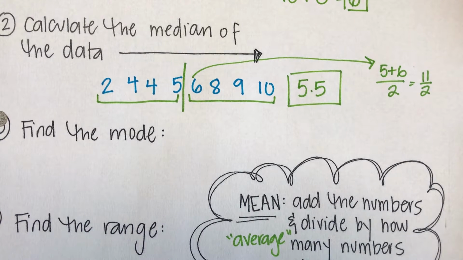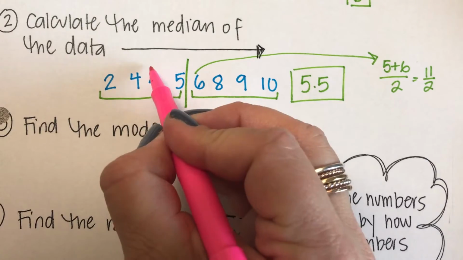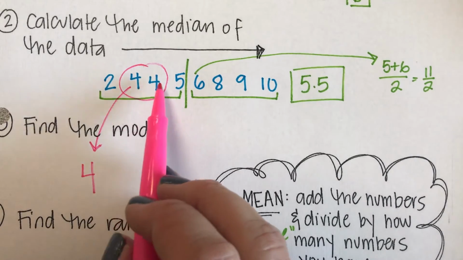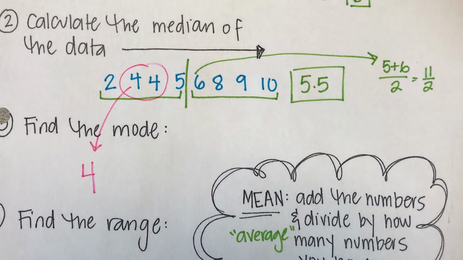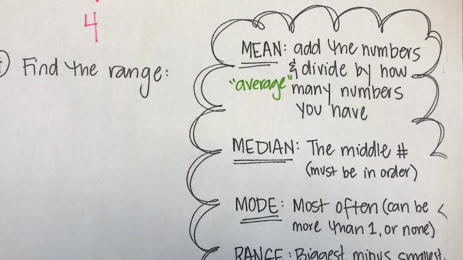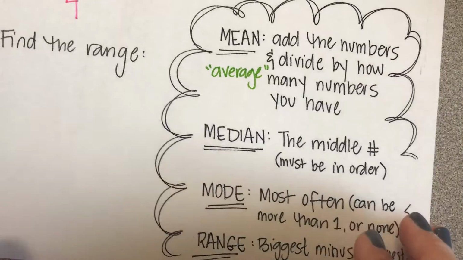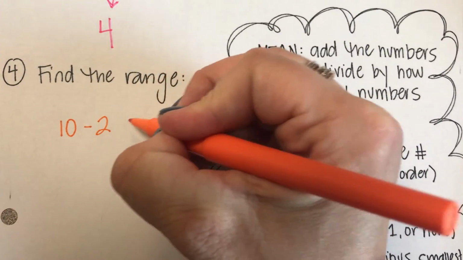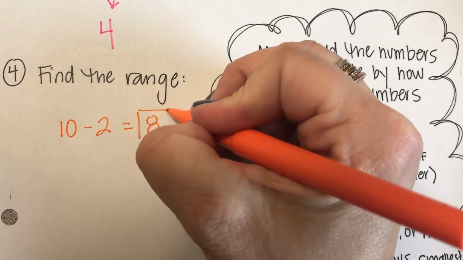Okay, next, the mode is the number or data item that occurs the most often. You can have more than one mode or you can have no mode. But in this example, 4 would be the mode because there are 2 number 4s, and that's the most that any data item occurs. And then the range is always your biggest minus your smallest. Okay, so my biggest data item is 10, right? The greatest number of donuts eaten was 10, and the least was 2. 10 minus 2 was 8.